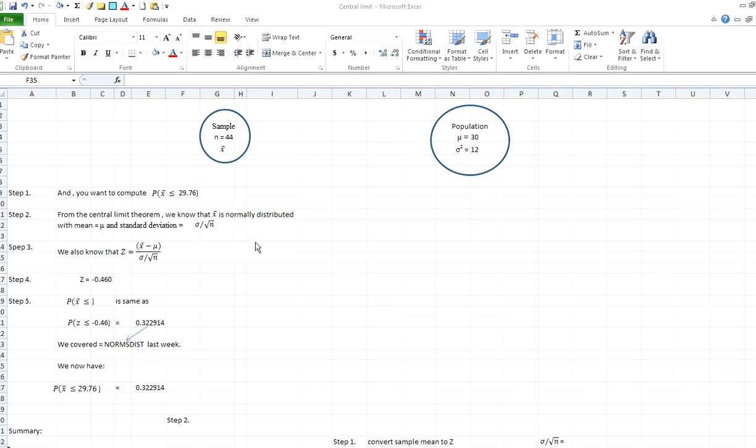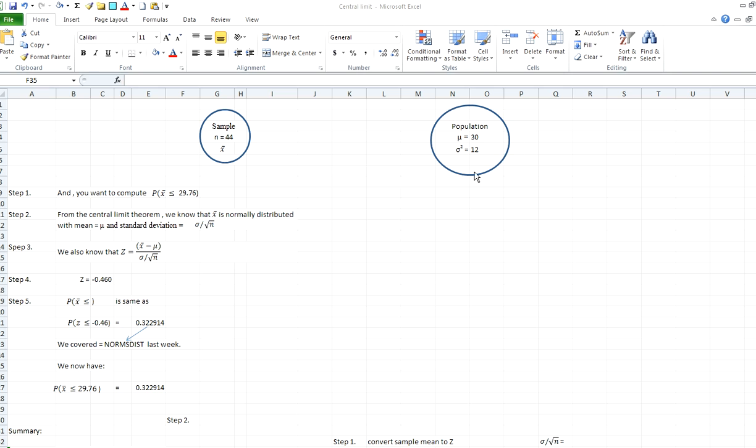Hi guys, in this presentation I'm going to show you what the central limit theorem is and where you can apply it. In the central limit theorem you just need the concept of population and the concept of sample. All of you, I'm sure, know what the population is. A population is a larger data set from which you are going to take your sample.